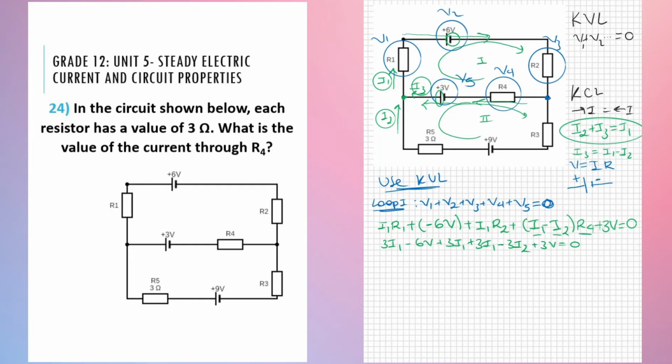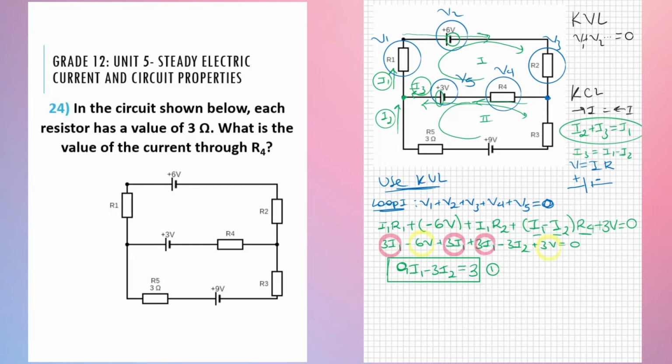Now let's consider that we have I1 here, and I1 here. Let's also consider that we have minus 6 volts here and plus 3 volts here, and let's put these together. So we have 3I1, 3I1, 3I1. That will be 9I1. We have this minus 3I2, and minus 6 volts plus 3 volts is minus 3 volts, but let's take it to the other side of the equation and make it positive 3. So keep this in mind. This is our first equation. Let's call this equation number 1.